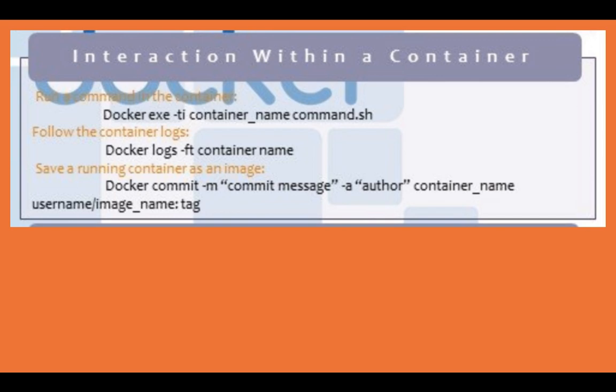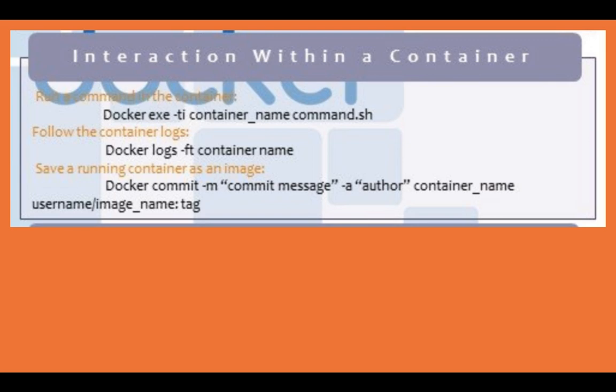So how can we interact within a container? When you're running a Docker container, you can interact with it by using the command docker exec -ti. This is for interactive mode. Give the container name and the command you want to run. If you want to see the logs of your running Docker container, you can write docker logs -ft and the container name.